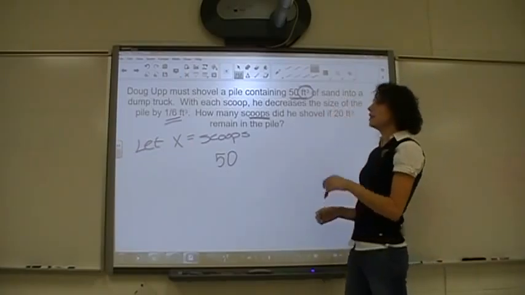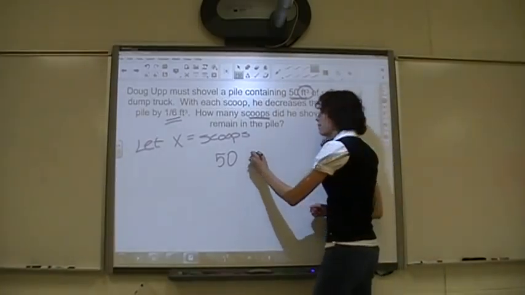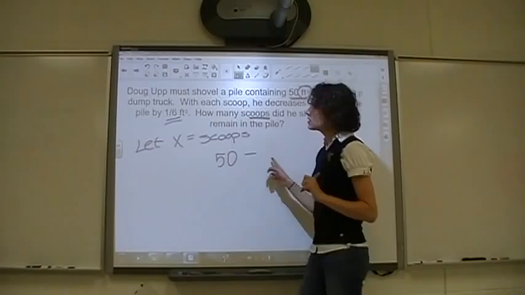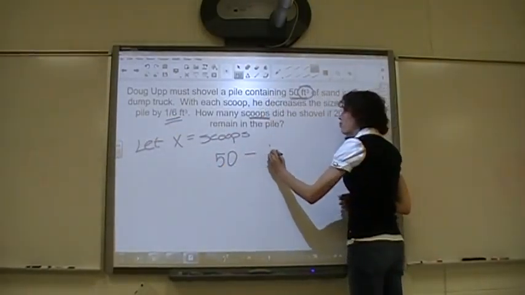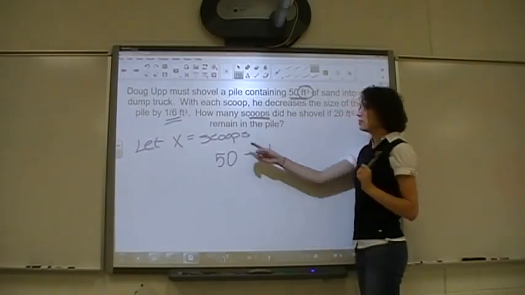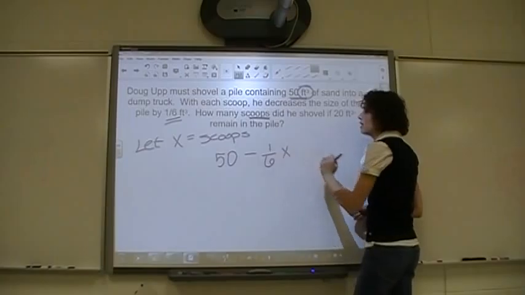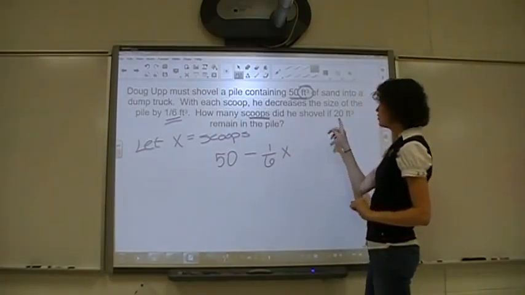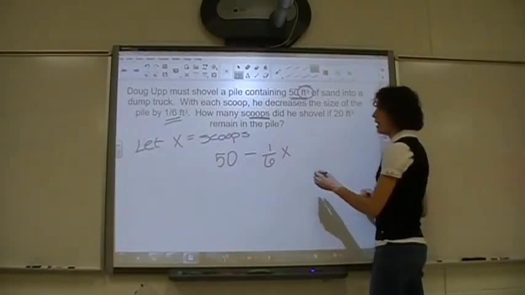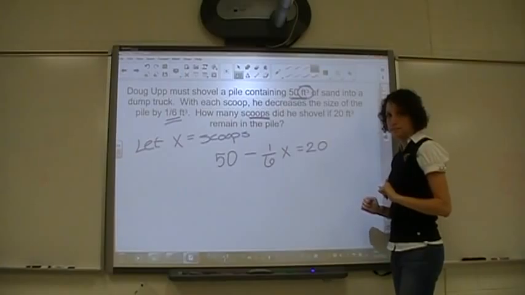With each scoop, he decreases the size. Now, decrease means minus. So you decrease the pile by 1/6 of a cubic foot, and that's going to be per scoop that he scoops out of that pile. So you have minus 1/6 x. And then it says how many scoops did he shovel if there are 20 cubic feet remaining in the pile, which means it's going to equal 20.